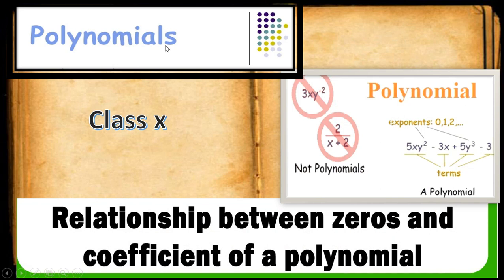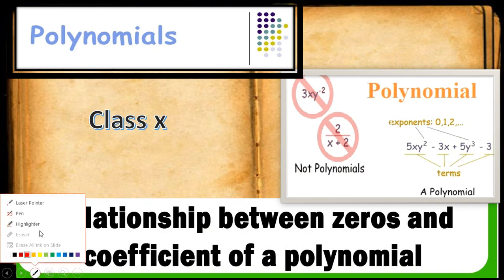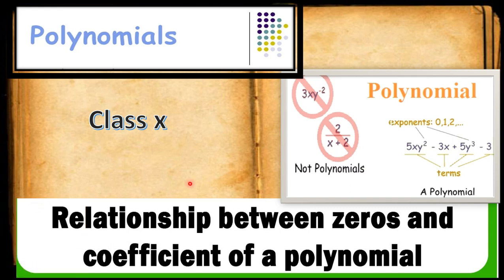Hello students, in today's session we are going to learn the relationship between the zeros of a polynomial and its coefficients. In the earlier session we learned about the zeros of a polynomial and its geometric meaning. So today in this session we are learning the relationship between the zeros and the coefficients.